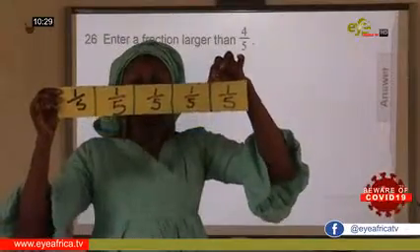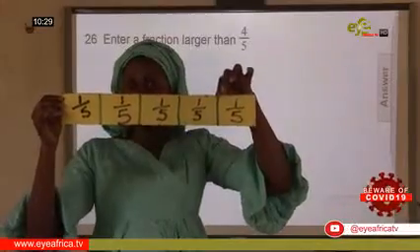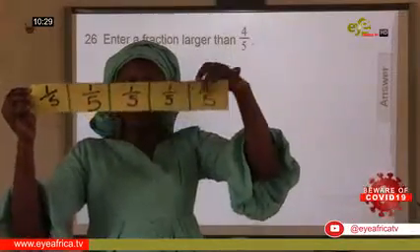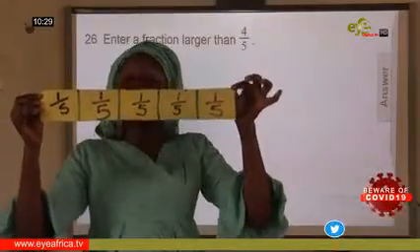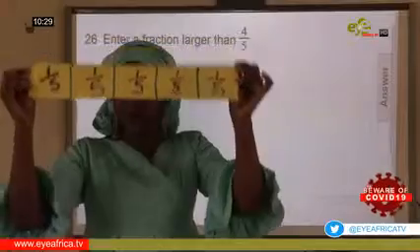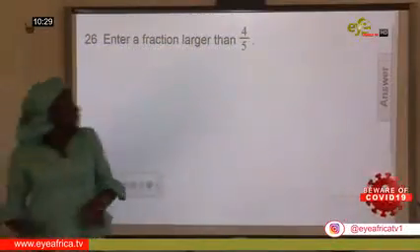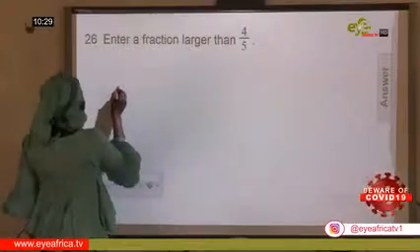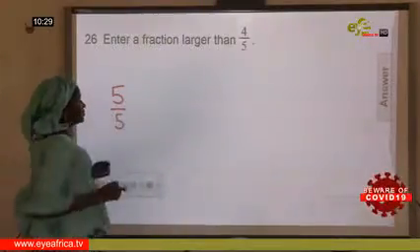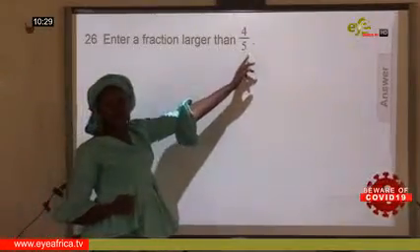And we are dealing with fractions with the same denominator. So fractions with the same denominator larger than 4/5, it is going to be a whole, which is 5/5. That is 5/5. The only answer there is 5/5, because 5/5 has the same denominator as this 4/5.